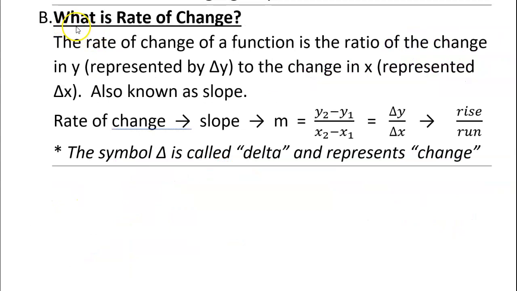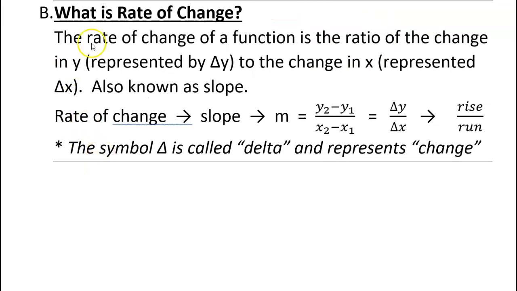So part B, what is rate of change? Okay, well, rate of change is really just a fancy word for slope. So I'm going to go ahead and write that there. Rate of change just tells you how quickly each variable in your equation is changing. All right, so what do I mean by it's the slope is the rate at which the variables are changing?